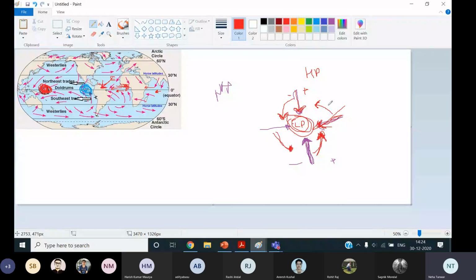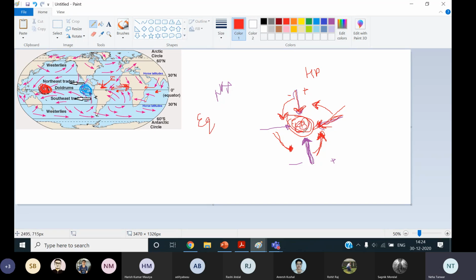So overall we get a swirling pattern like this, and this is called a hurricane. Unless there is a swirling pattern, that is not a hurricane. We don't have a hurricane everywhere there is low pressure and high pressure. Am I clear?